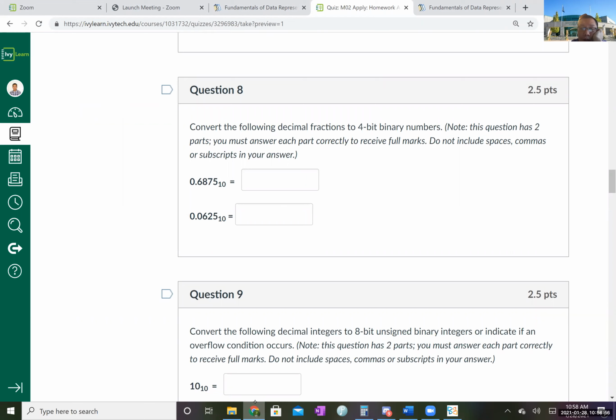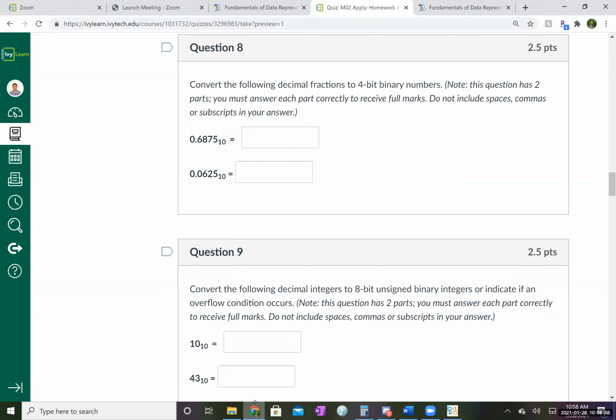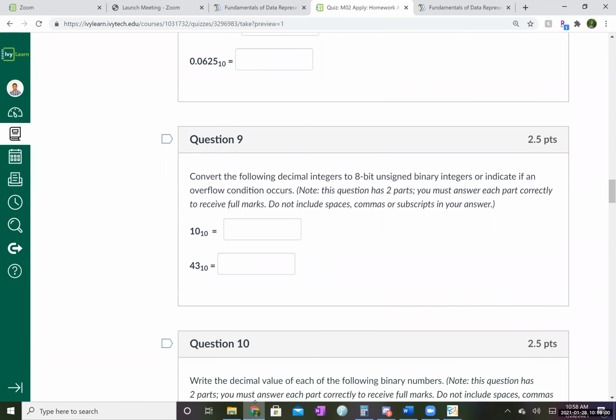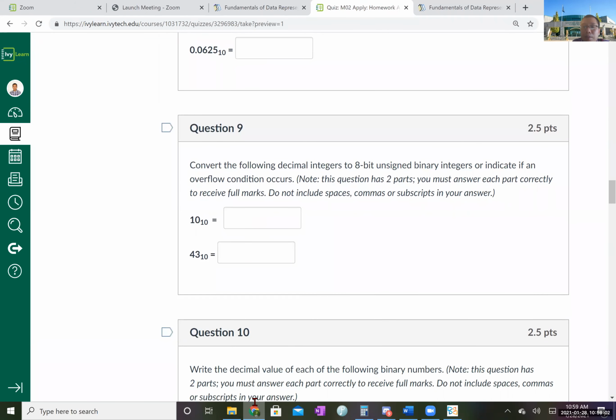Yeah, so we do the same. You do the same with the second one. Now you convert the decimal integer to 8-bit unsigned here. 8-bit unsigned, very simple, right? And if somehow you have an overflow, you have to indicate the overflow here. But for 8-bit unsigned, you just convert it normally.